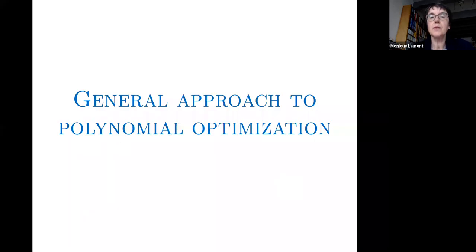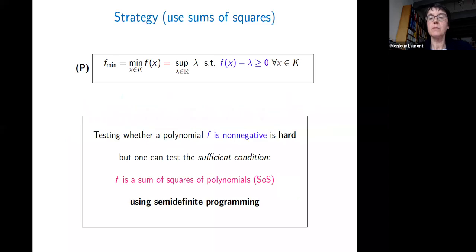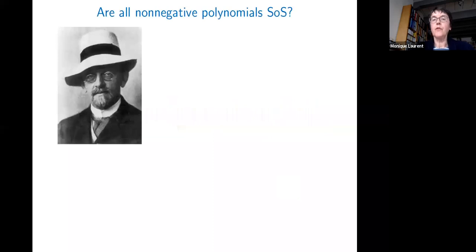So let's start with the sum of squares approach. Here is again the rationale. Testing whether a polynomial is non-negative is hard, but one can test the sufficient condition of whether f can be written as a sum of squares of polynomials using semi-definite programming. A very quick recap, just to point out that this is really a relaxation. If we replace non-negativity by being a sum of squares, this is really a relaxation.